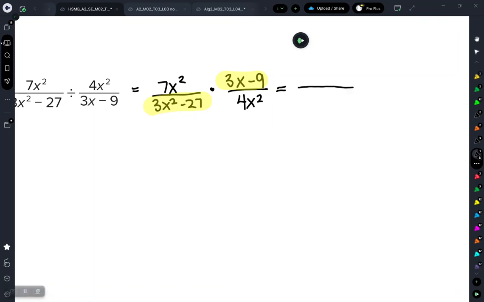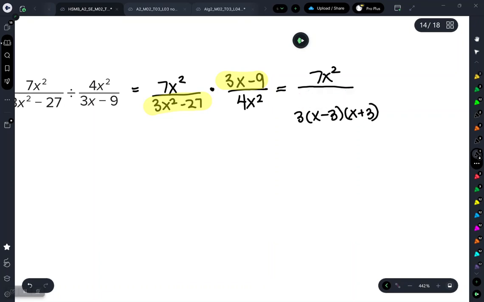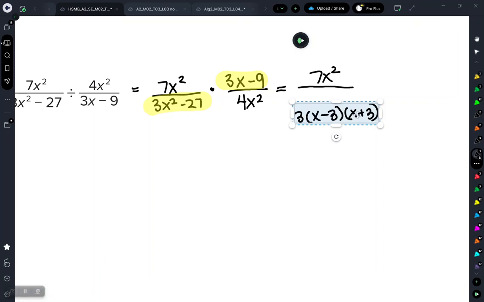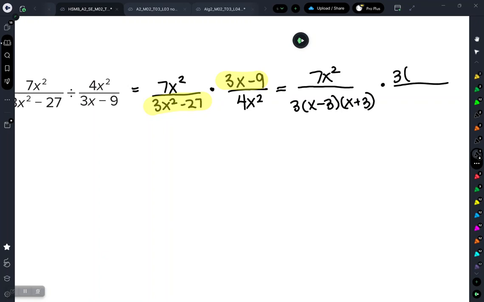Okay, so I'm just going to focus on the factoring. I'm going to take a GCF out, 3, and then x squared minus 9. Oh, that is a difference of squares, so that's going to be 3 times x minus 3 times x plus 3. Okay, so let me write that. Move it up. And then for the second fraction, we have 3x minus 9, which we can take a GCF of 3 out, and that would leave us with 3 times x minus 3, all over 4x squared.